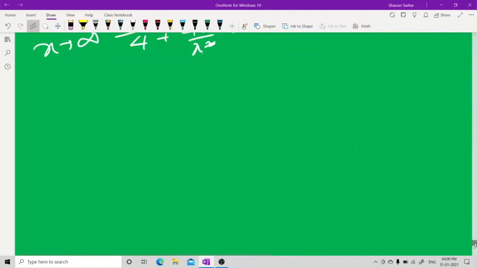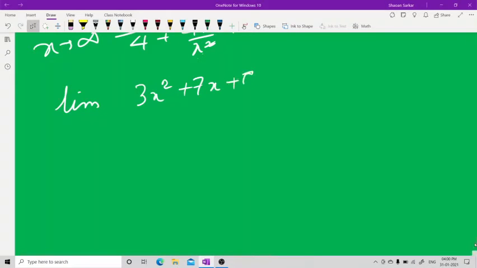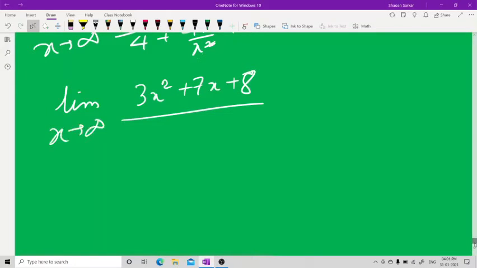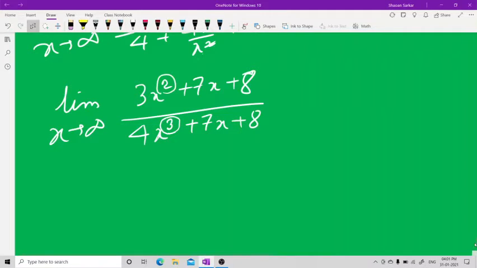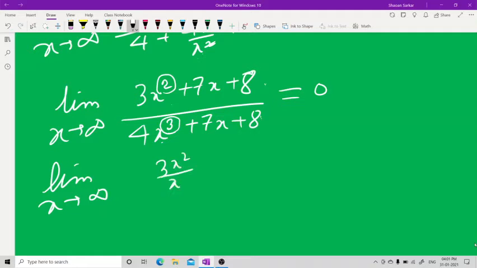Now take one more example. Limit, I take this type of an example only: 3x to the power of square plus 7x plus 8, limit x extending to infinity, over 4x cube plus 7x plus 8. Now see, the power of the denominator is more here and the power of the numerator is less, so divide both sides by the highest power. The answer will be 0. Why? Now you see, limit x tending to infinity, divide by the highest power in the numerator and the denominator. This will be 3x square upon x cube, 7x upon x cube, 8 upon x cube.